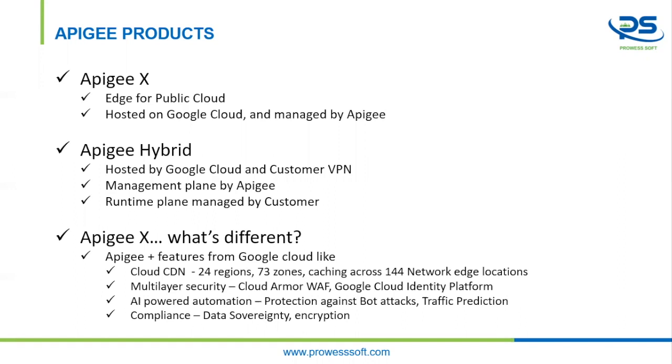Also included is the multi-layer security, which was already part of Google Cloud. You had a web application firewall called Cloud Armor. Then you also have the identity platform of Google Cloud that was integrated with Apigee X, so you don't have to go to a third party for your security needs. It also had the integration of AI with Google Cloud. So there was protection against bot attacks, leveraging AI-powered automation and scaling up or down based on the AI algorithms.